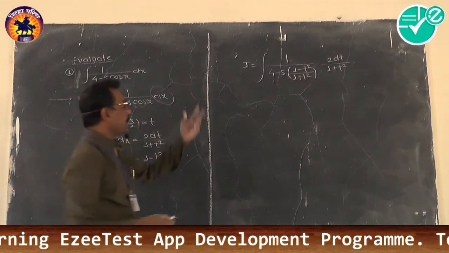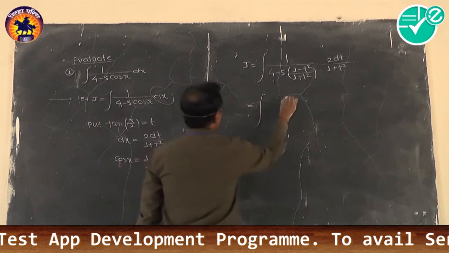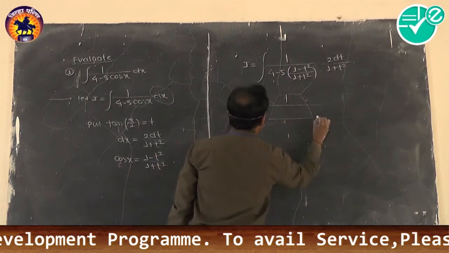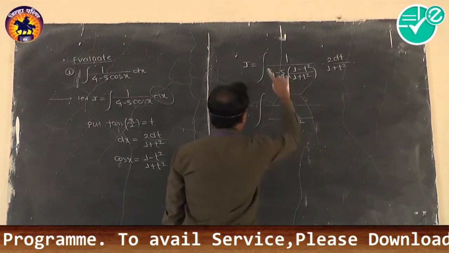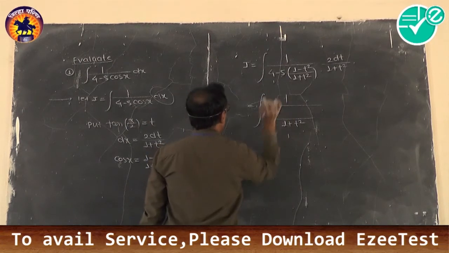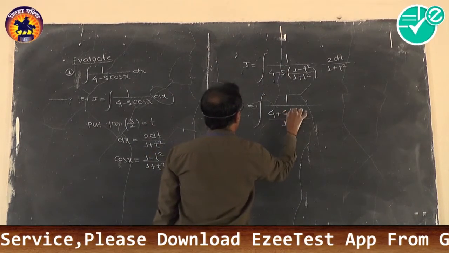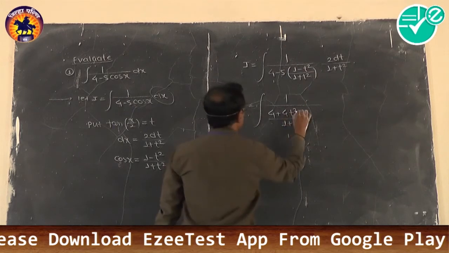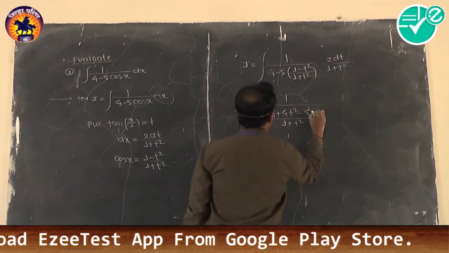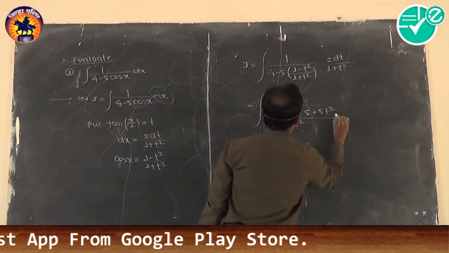Now this is primary level. It is 1 upon, here the LCM is 1 plus t square, cross multiply and get the answer. 4 into 1 is 4, 4 into t square is 4 t square, 5 into 1 is actually minus 5 and plus 5 t square. This problem becomes very simple.